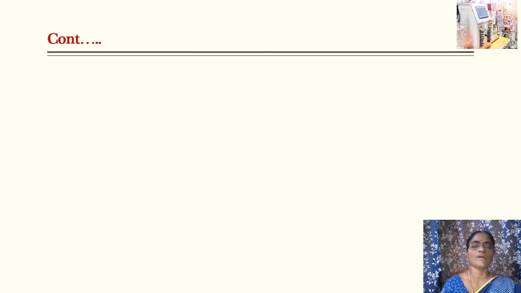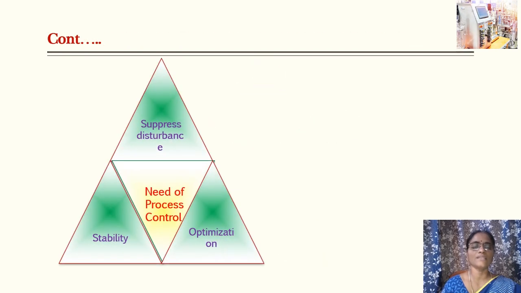So why do we need process dynamics and control? What is the need? In the actual process, there will generally be a number of disturbances, such as sudden changes in flow rate or sudden changes in temperature. Several disturbances will occur during the process. All the disturbances will be suppressed if we go for a process control system. Then the operation will be stable. Optimization can also be achieved if we apply a process control system.